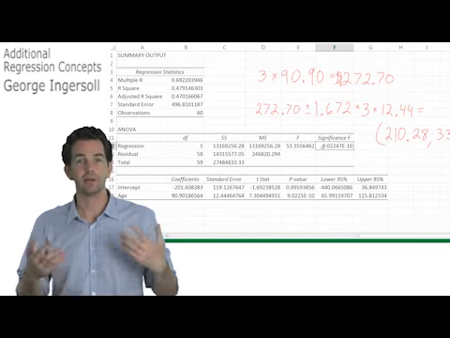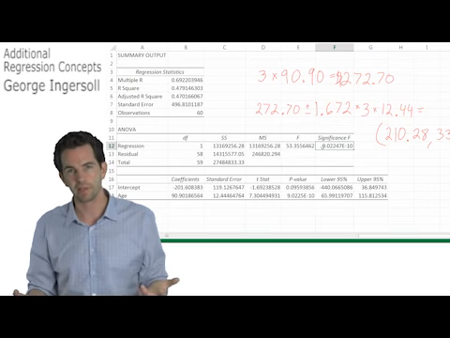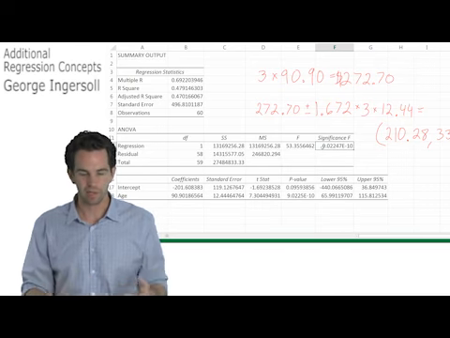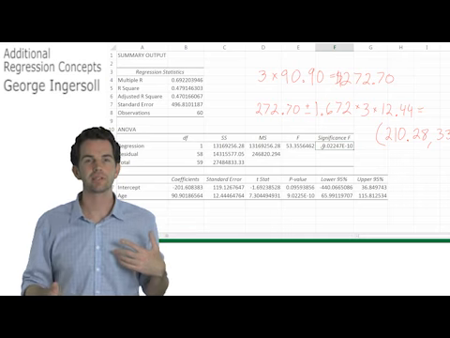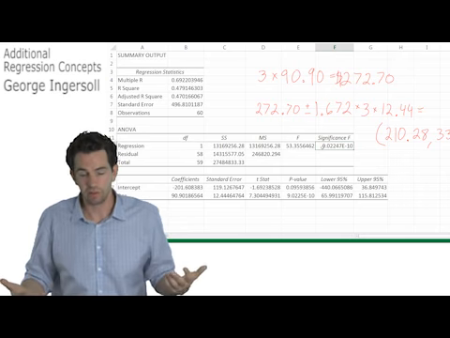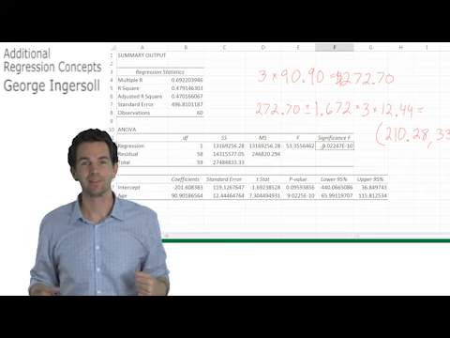This is related to ANOVA, analysis of variance, which we're going to get to in a later video, but I wanted to bring it up here. You can just quickly eyeball this and see whether or not you've got a good regression equation going. Thanks.